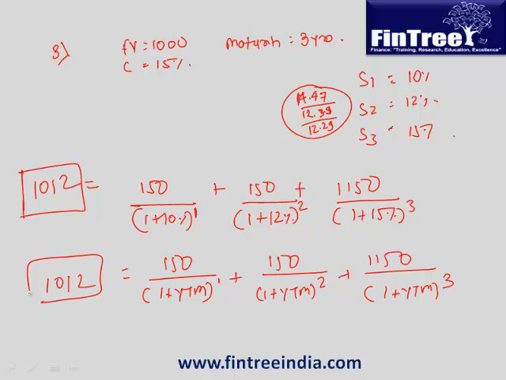1012 plus minus is the present value. 1000 is future value. 150 is payment. 3 is N. Compute IY.